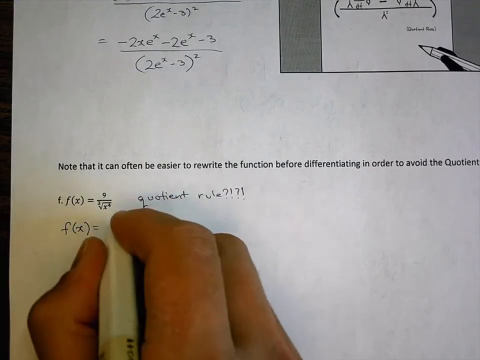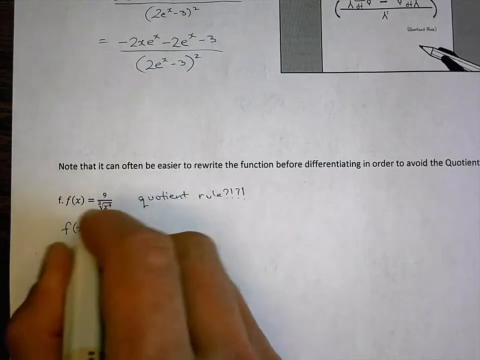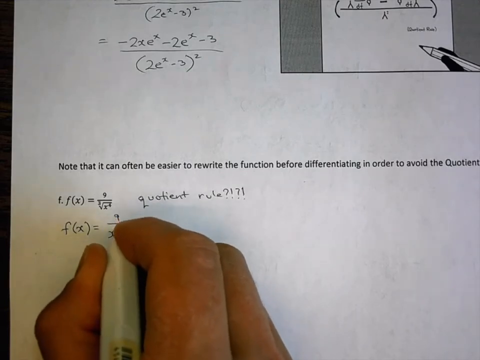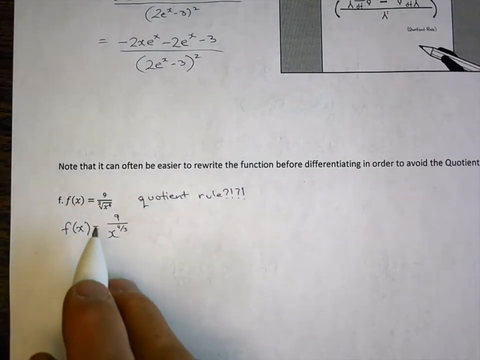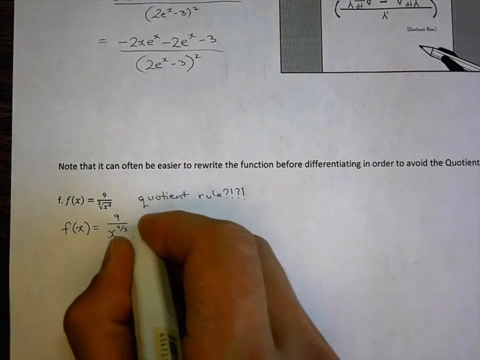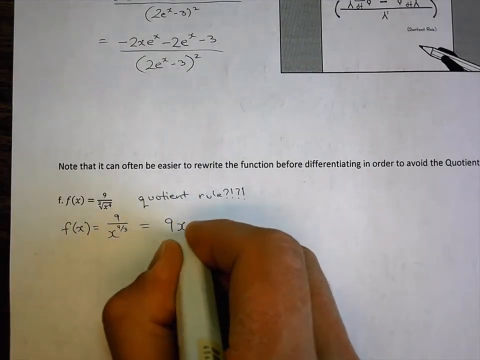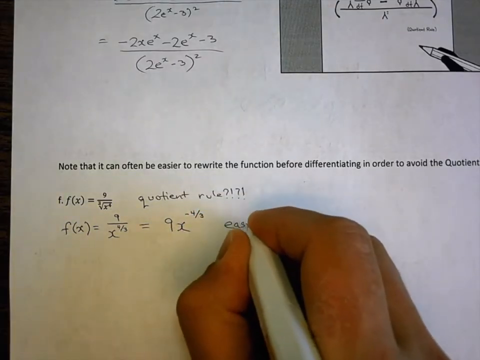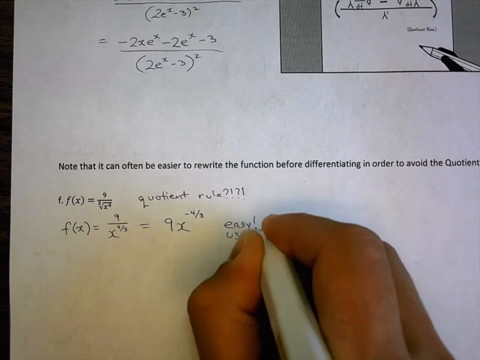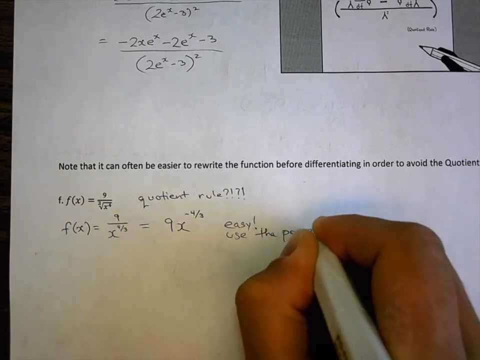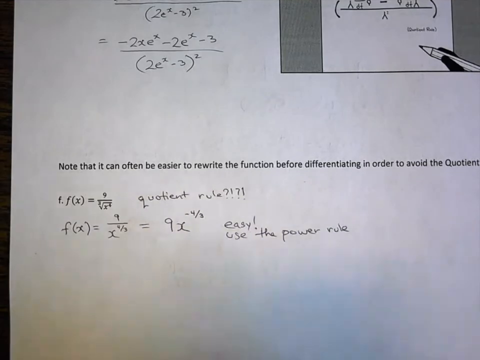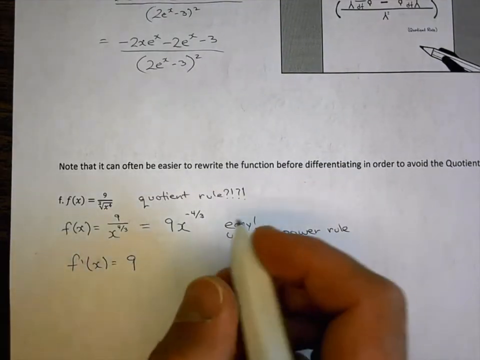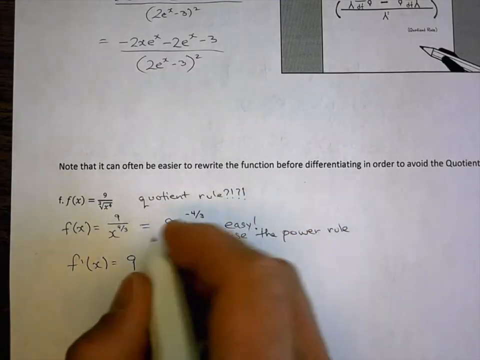Okay, let me rewrite this because this is very confusing. I mean, my first instinct is quotient rule, but if I rewrite it first, it should be x to the 4 over 3. So I'm going to get rid of the cube root there. And if I rewrote this like this, 9x to the negative 4 over 3, well, now this is much easier. I can use the power rule. The derivative is 9. Okay, it's not an easy power rule, but it's still easier than doing quotient rule.